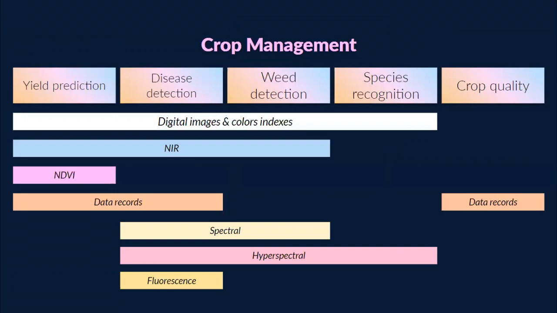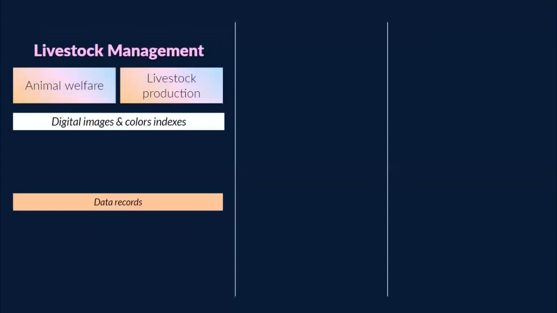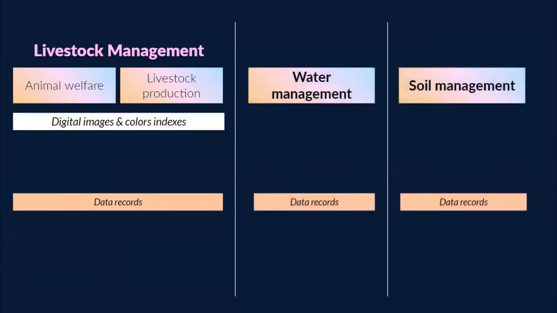Now you will get to know how livestock management detects and measures its features. In animal welfare and livestock production, the two main feature techniques are digital image and color index, and data record. But for water management and soil management, they only use data records as their feature techniques.